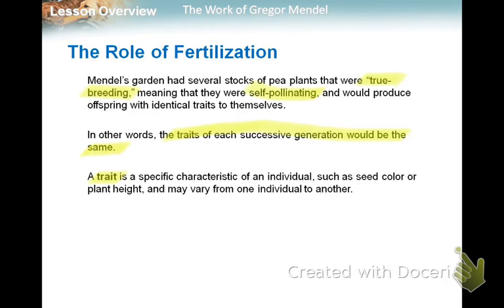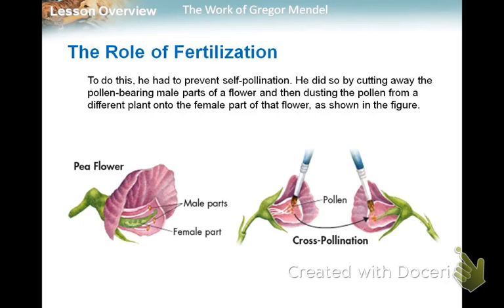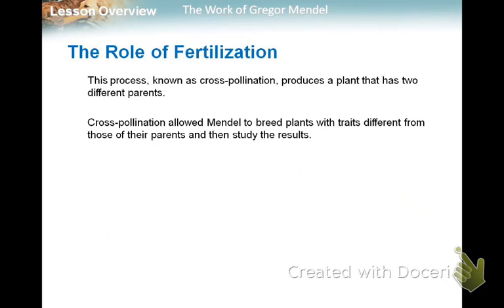A trait is any characteristic of an individual. In this case, with pea plants, seed color, plant height, and that might vary from one individual to the next. So what Mendel decided to do was cross his stocks of true breeding plants. He literally took a paintbrush and took pollen from one plant and fertilized another plant. So he basically directed the reproduction and the mixing and matching of traits. This is called cross-pollination. So he cross-pollinated plants with traits different from those of their parents and then studied the results.